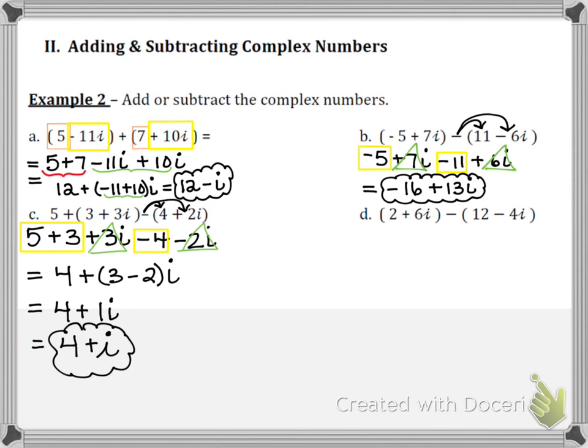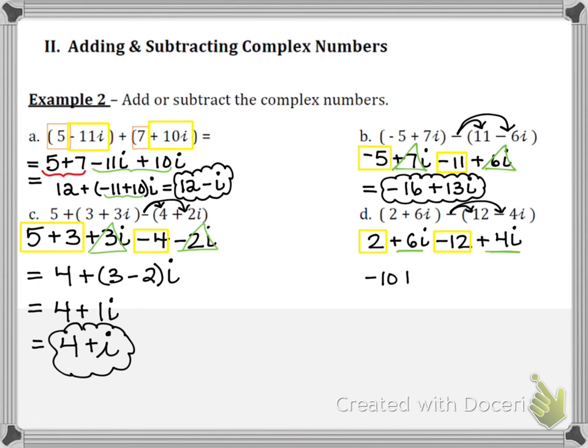And in part D, we have another subtraction problem, so I will have to distribute the negative sign. So I get 2 plus 6i minus 12 plus 4i, because the negative times a negative is a positive. So I will start by adding my constants. 2 plus negative 12 gives me negative 10. And then when I add the imaginary parts, I will also get 10i.